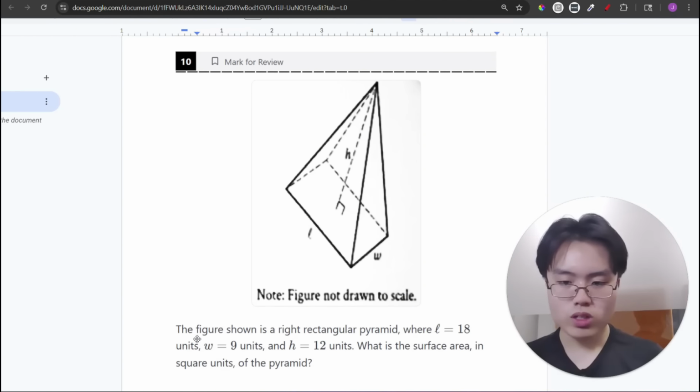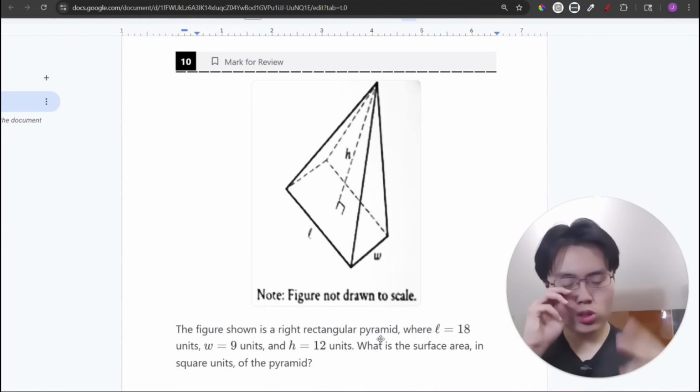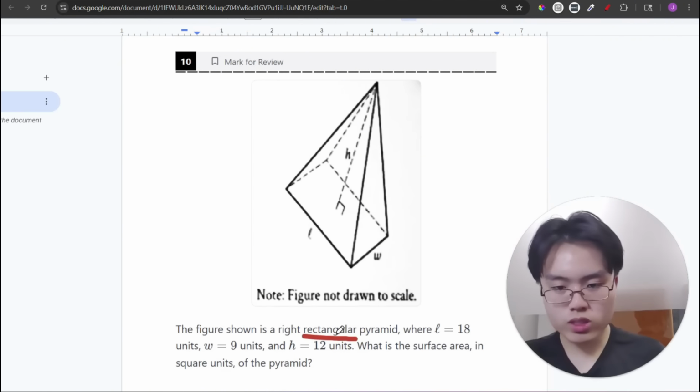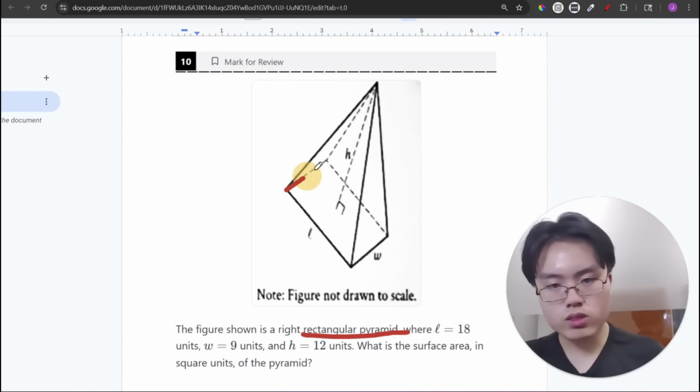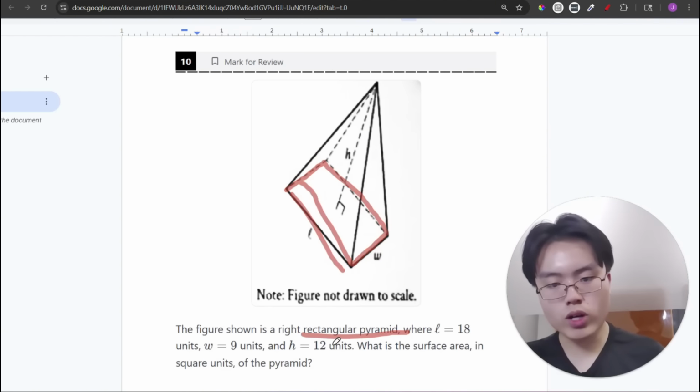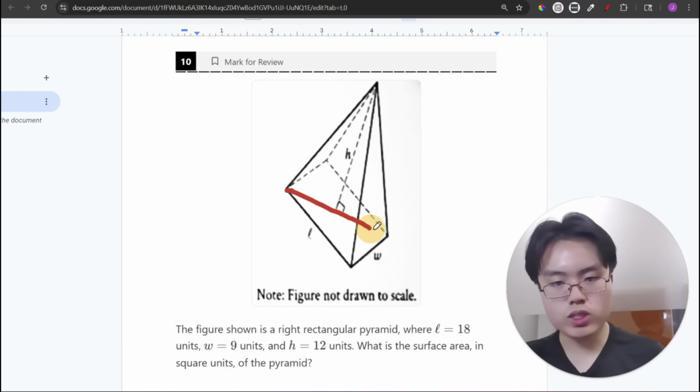Okay, so the figure shown is a right rectangular pyramid. There's actually 2 types of pyramids I've seen on the SAT. There's a rectangular pyramid, and I've seen triangular pyramid as well. Basically what that's saying is just the base. A rectangular pyramid is saying that the base of this pyramid is a rectangle. That's why it's called rectangular pyramid. If it's a triangular pyramid, then the base of this pyramid is just a triangle.